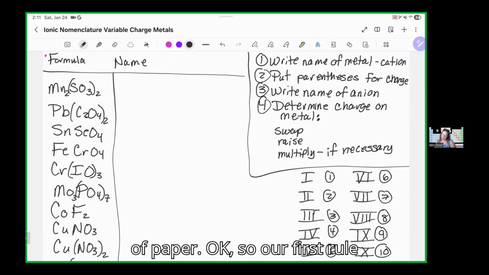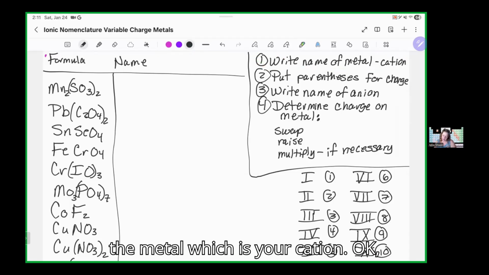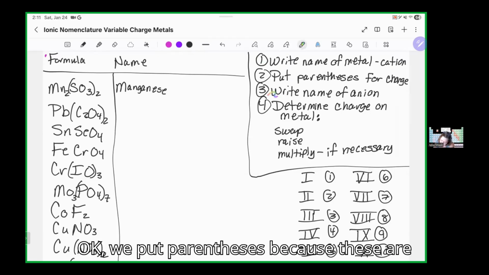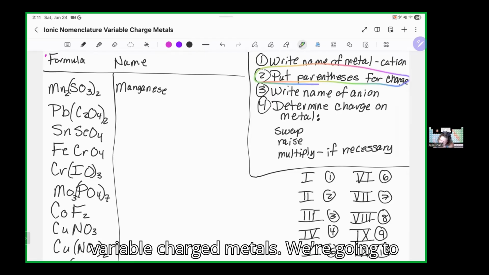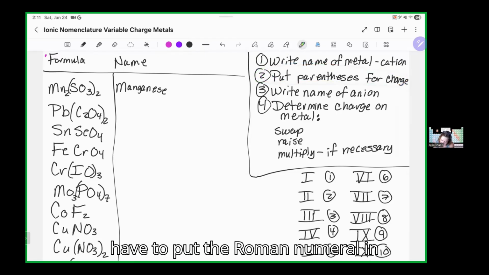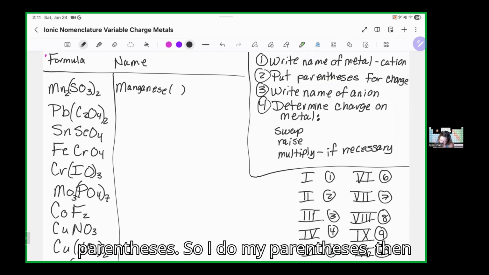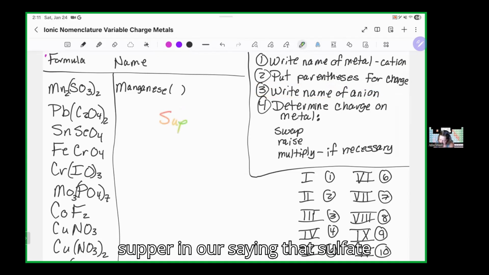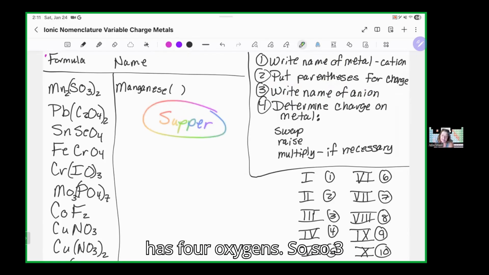Okay, so our first rule is we write the name of the metal, which is your cation. Okay, so Mn is manganese. Okay, we put parentheses because these are variable charge metals. We're going to have to put the Roman numeral in parentheses. So I do my parentheses, then I name my anion. Okay, so SO3, we know from supper in our saying that sulfate has 4 oxygens. So SO3 is sulfite.